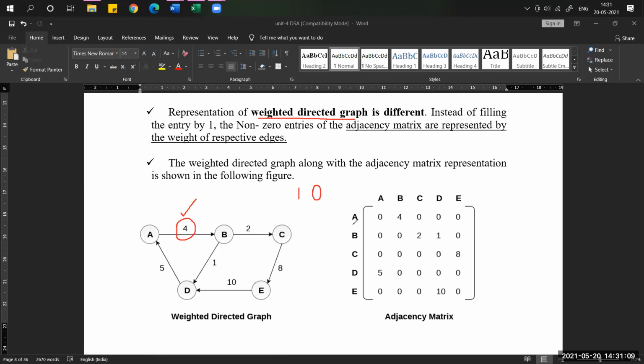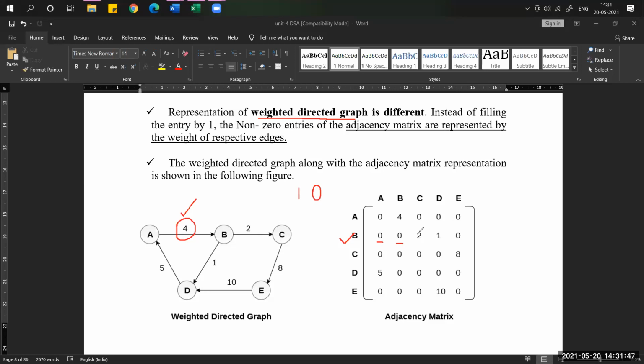For example, I'm going to choose row B. Now B to A. Is there any direction from B to A? No, there is no edge from B to A. That's why we kept 0 here. Now again, is there any edge from B to B? B to B means a self loop. No, that's why we kept 0 here. Again B to C. Is there any edge from B to C? Yes. Now observe carefully. B to C is an edge. Actually, we have to keep 1 here.